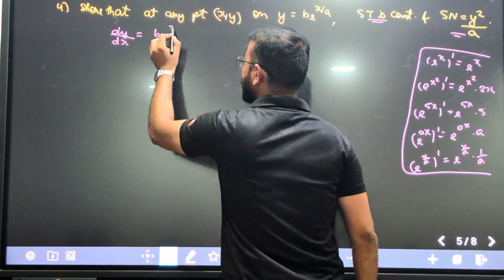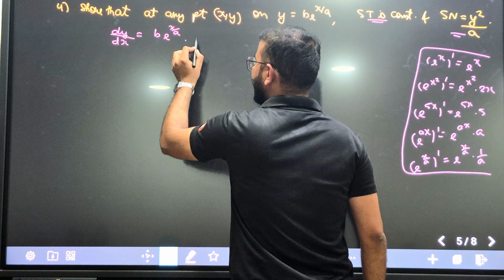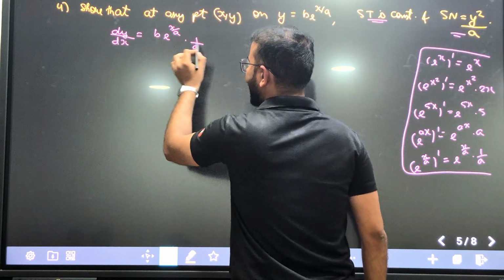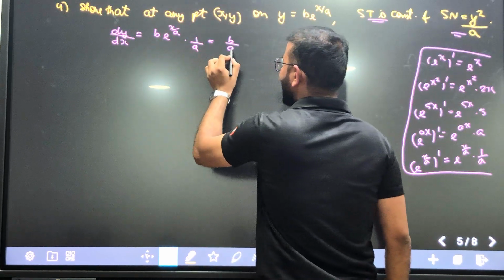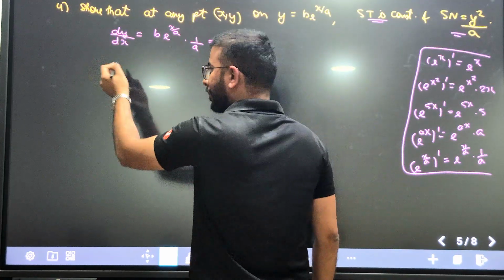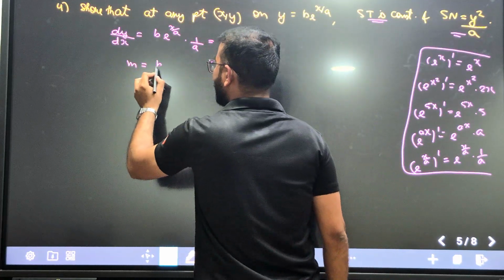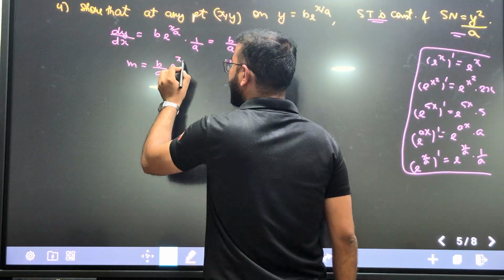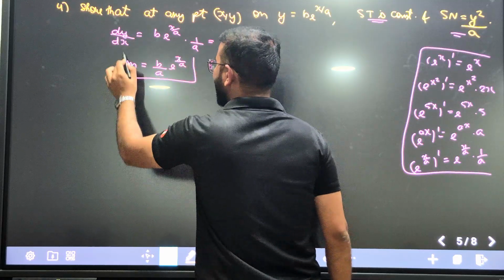e power x by a differentiation is e power x by a, and x by a differentiation is 1 by a. 1 by a into b, what I'll get is b by a e power x by a. Now what is this dy by dx? That is m. So m is coming out to be b upon a e power x by a. So this is my m.